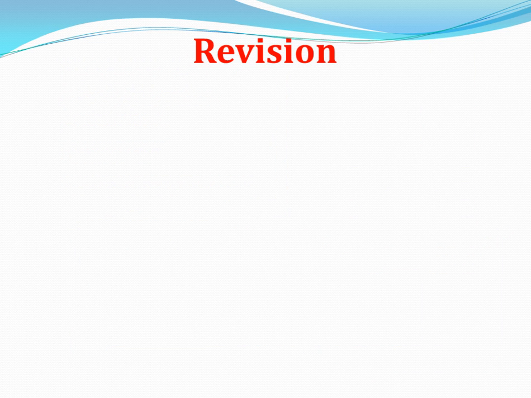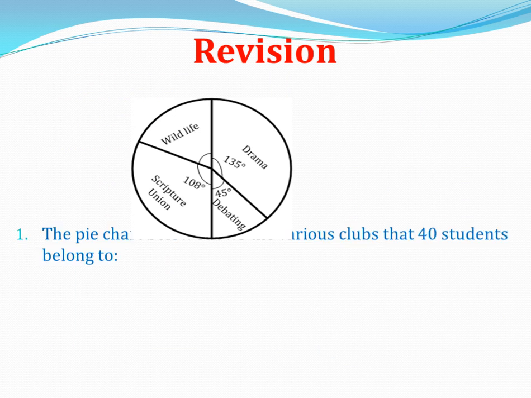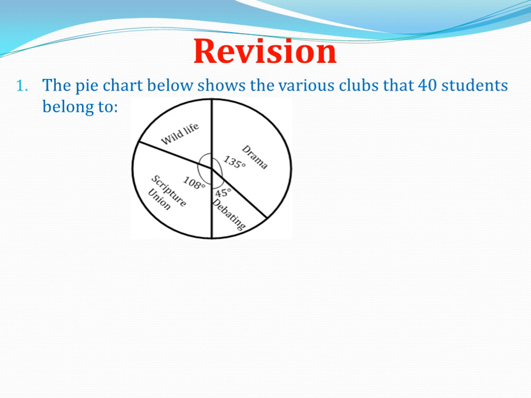Let's go direct and begin with our revision. Question 1. It says the pie chart below shows the various clubs that 40 students belong to. We have wildlife, scripture union, debating, and drama. You realize for scripture union we have 108 degrees, debating we have 45 degrees, and for drama we have 135 degrees. But they did not give us the angle representing the sector for wildlife.